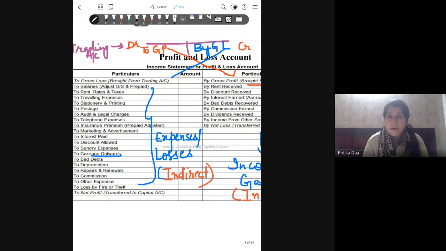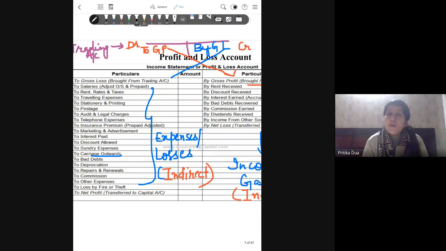One thing to remember always is whatever financial statements we are preparing, they are for the business. So for the business, commission paid is an expense. Any other expense will come on the debit side. Then the last thing is loss by fire or theft. So this is a loss for the business. This is not an expense.